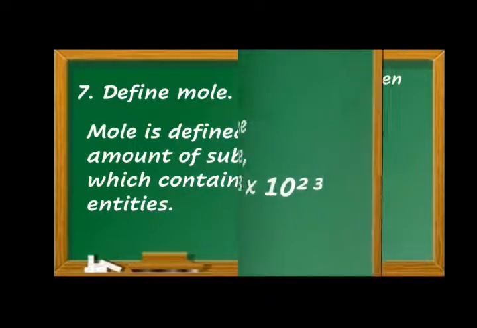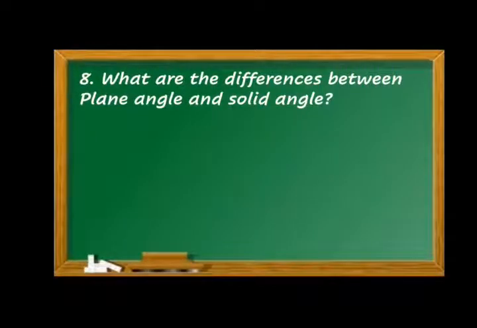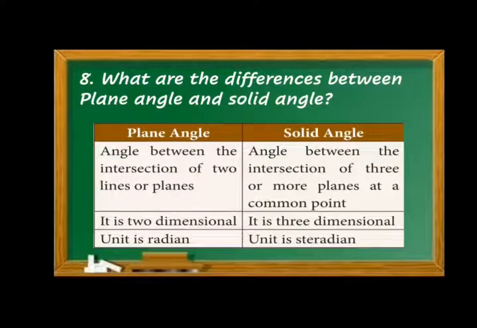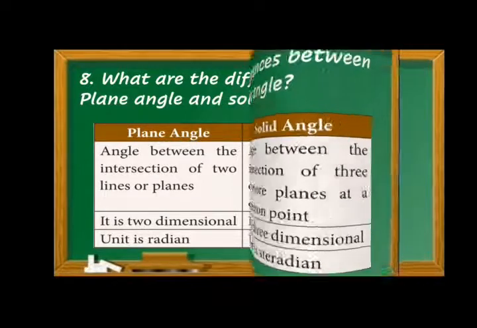What are the differences between the plane angle and the solid angle? Plane angle is the angle between the intersection of two lines or planes. It is a two-dimensional structure. Its SI unit is radian, and it is denoted by the Greek alphabet theta. Solid angle is the angle between the intersection of three or more planes at a common point. It is a three-dimensional structure. Its SI unit is steradian, and it is denoted by the Greek alphabet omega.